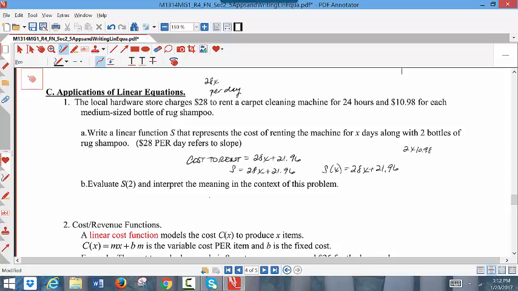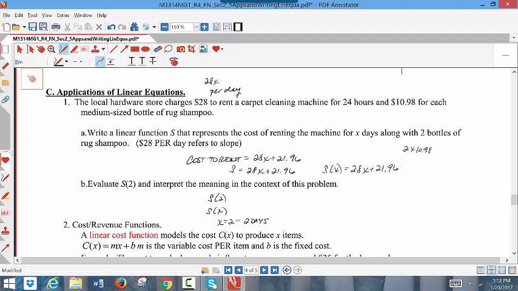Evaluate s of 2 and interpret the meaning of this. Okay, so if I have to evaluate s of 2, and I know my equation is s of x, then 2 is referring to my x value. So if x equals 2, and x is my number of days, then this means how much is it going to cost to rent this machine for 2 days?